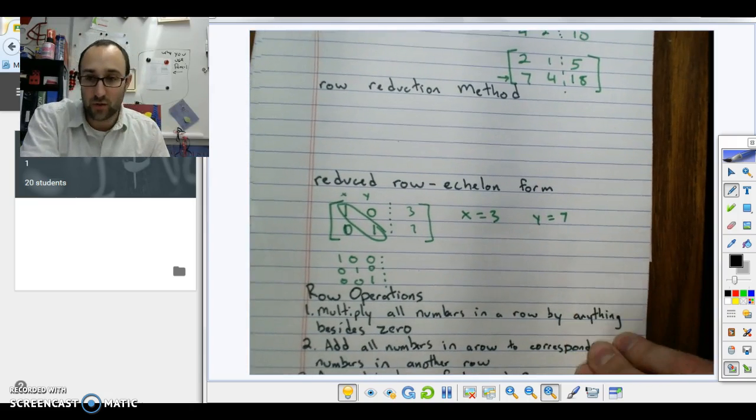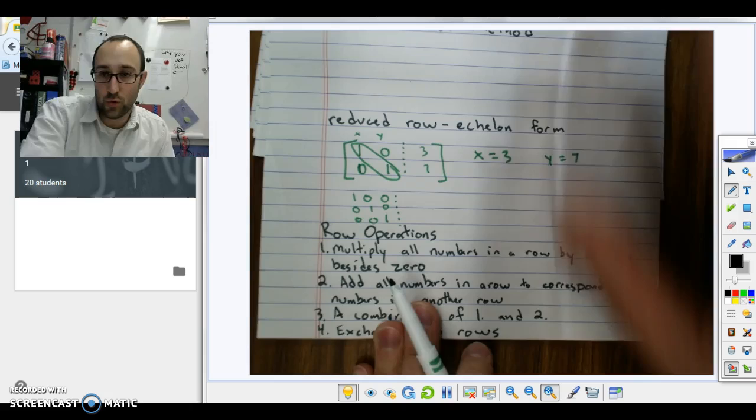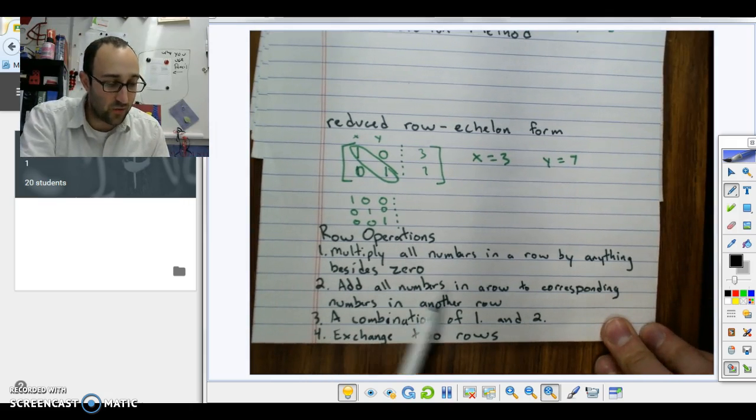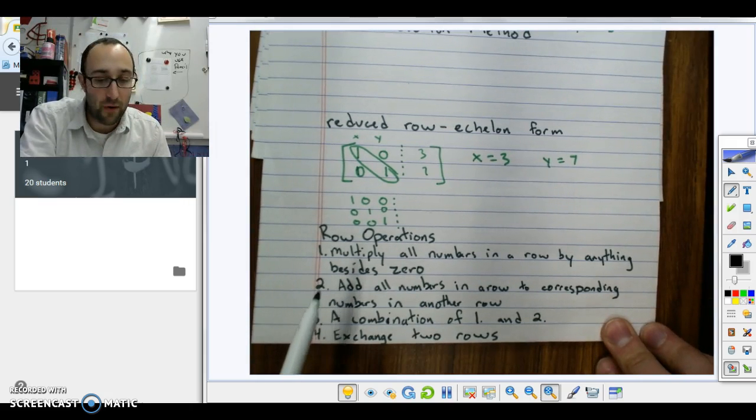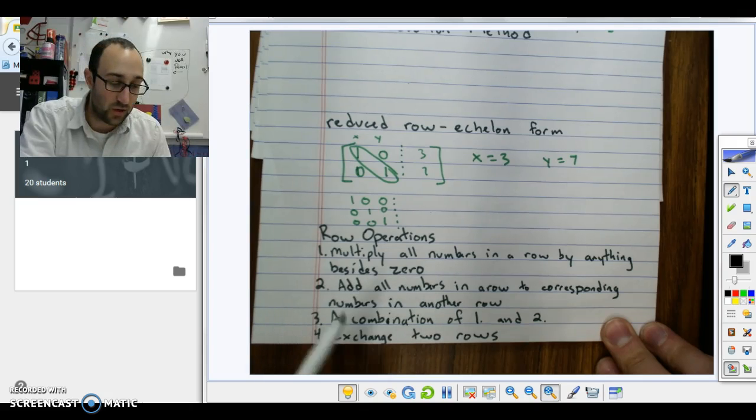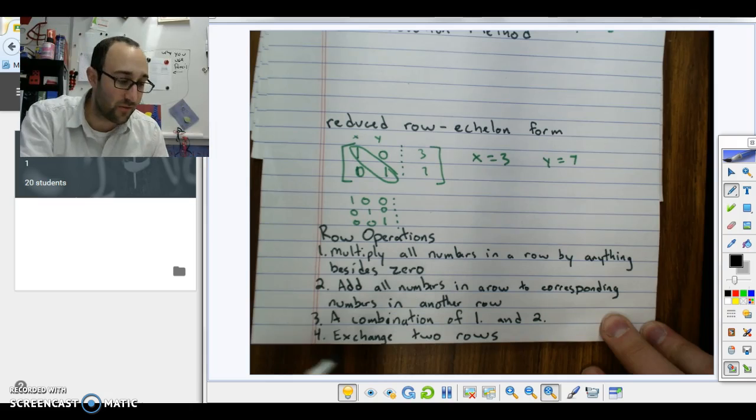All right, what else can you do? Number 3, you could do a combination of 1 and 2. I could multiply row 2 by 2 and then add it to row 1. So you can add them together, or you can add and multiply and divide. We could do all sorts of different things. And then number 4, we could exchange 2 rows.